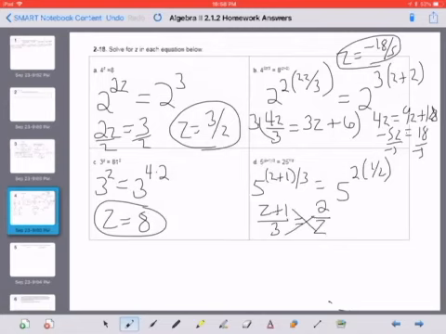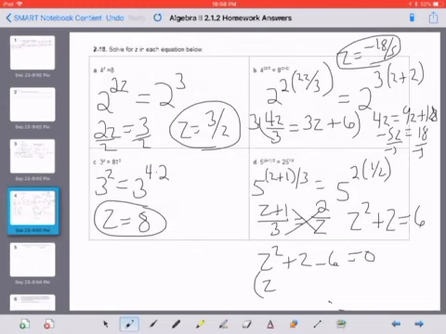So to do this problem, I'm going to cross multiply. So I'm going to get z squared plus z equals 6. So z squared plus z minus 6 equals 0. So I'm going to factor. I get z plus 2 times, actually, sorry, z minus 2 times z plus 3. So then my answers are 2 and negative 3.